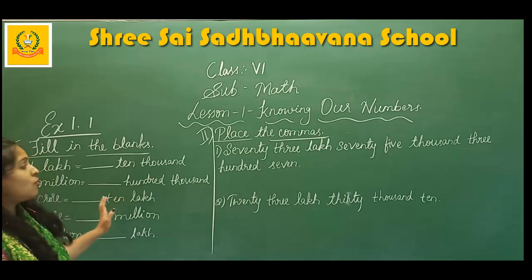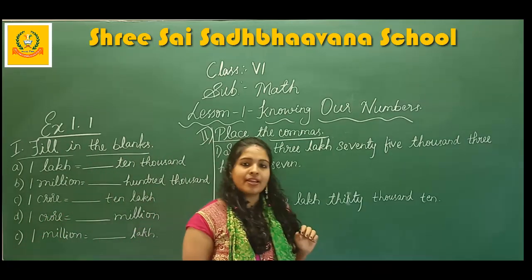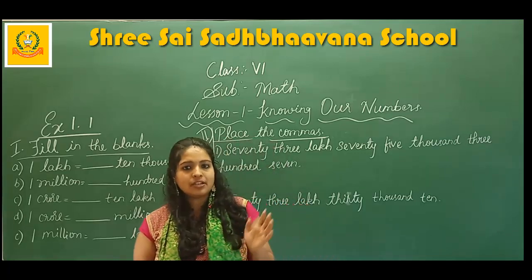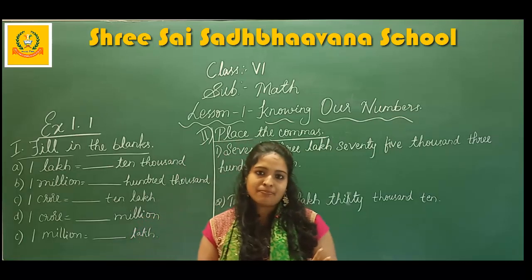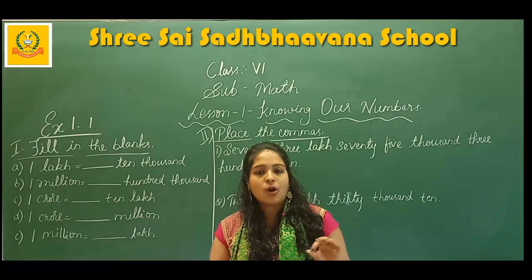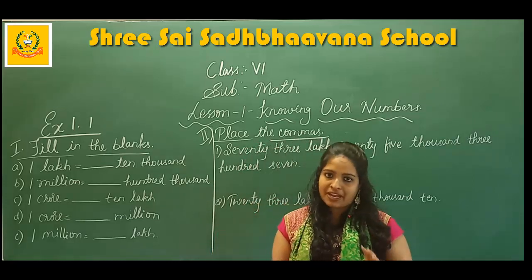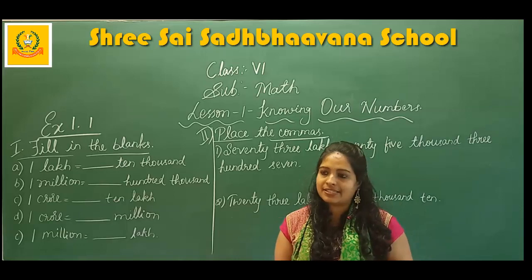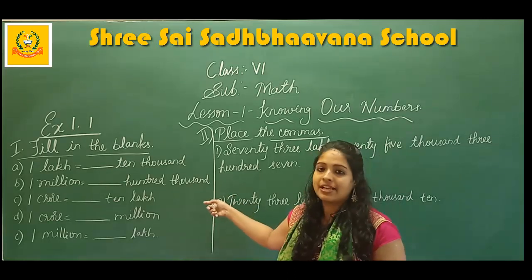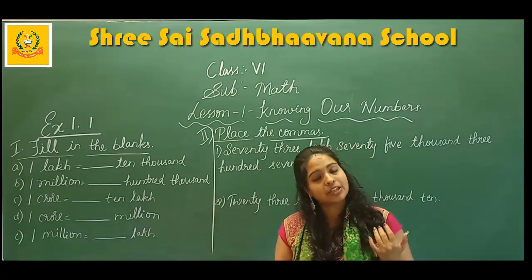See children, today we are going to discuss exercise 1.1. Before that, what have we discussed? We have discussed numbers, the largest number and how to frame the smallest number, how to arrange the numbers, how to compare the numbers, and how to frame the numbers. Now we are going to solve exercise 1.1, and we also discussed numeration.